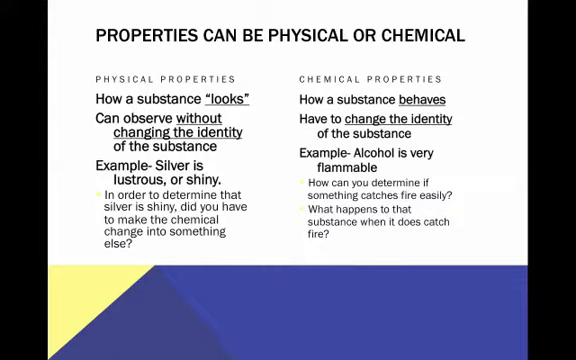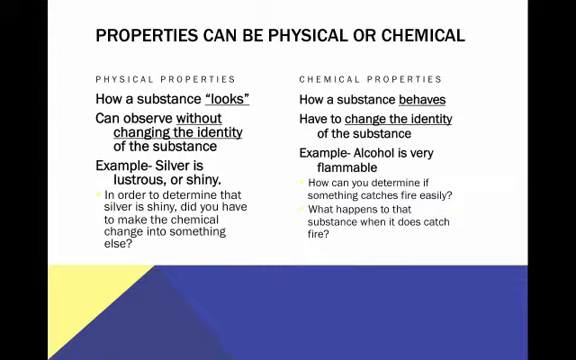Physical properties look at what a substance looks like. Okay, so we can observe physical properties without changing the identity of the substance. So if I gave you a sample of silver, you could make observations about the physical properties, that it's lustrous or shiny, okay, but we couldn't really make any observations of the chemical properties by just looking at it.